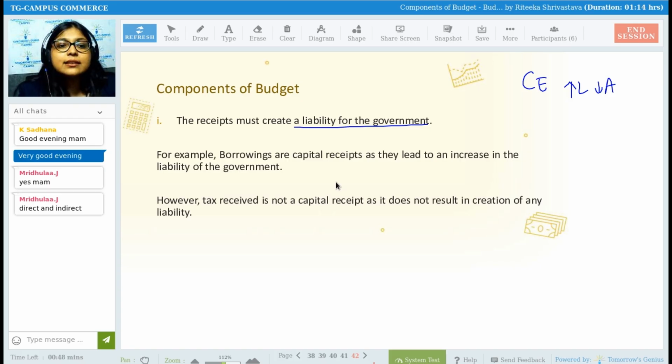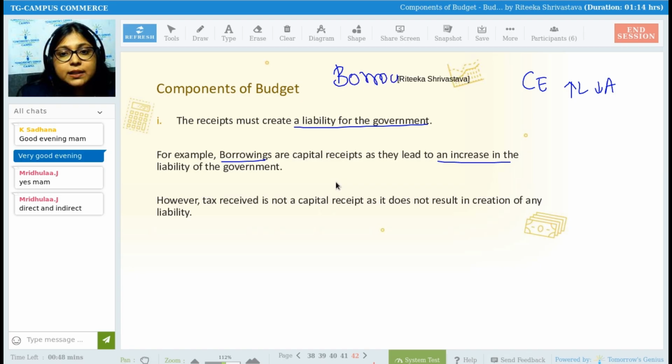So the first condition says that for a receipt to be called a capital receipt, it must create a liability for the government. Example: borrowings are a capital receipt as they lead to an increase in the liability of the government. Borrowings means what? We know that at times even the government has to take a loan, has to borrow money from somebody else. It can be from a financial institution, or from a different country.